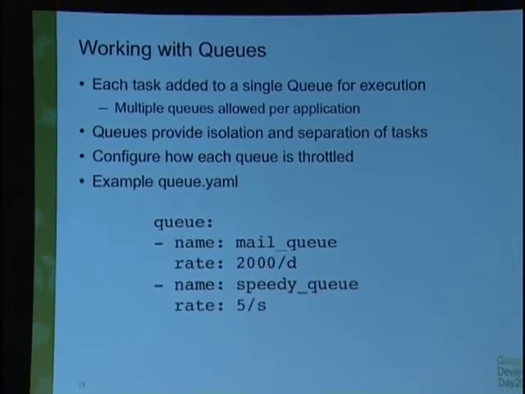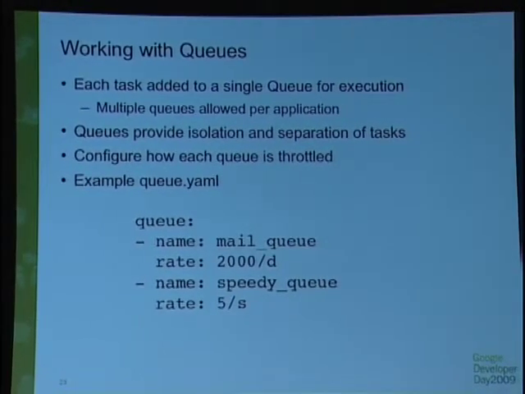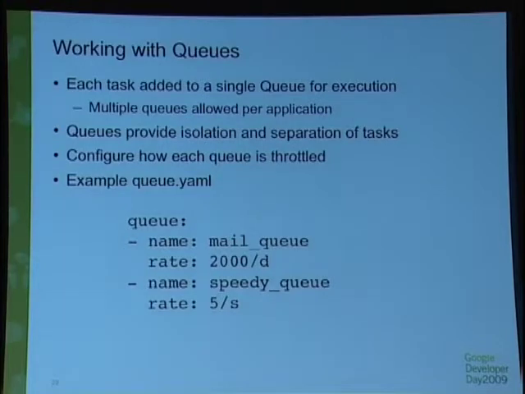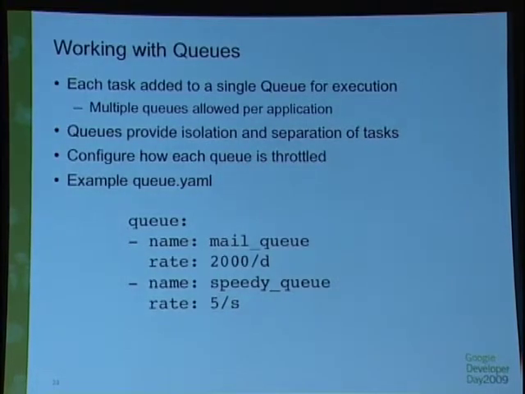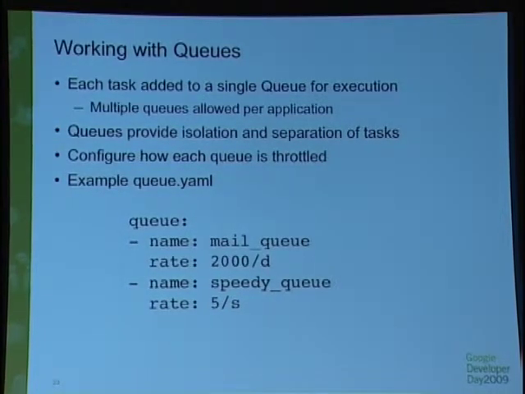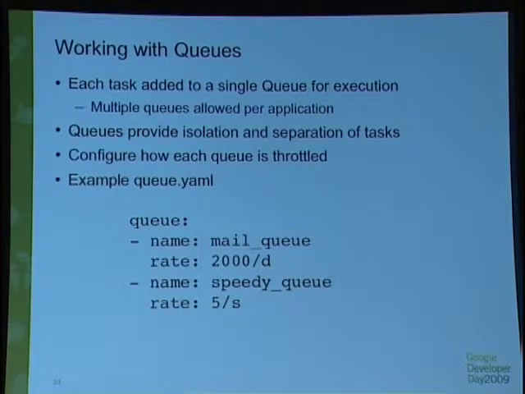So a queue, every task goes on a single queue. An application could have multiple queues. And the reason you want to have multiple queues is for isolation. Queues, all they do is define the execution order of the tasks. So new tasks come in on this side of the queue and they go out on this side of the queue. And by doing that, you have isolation between the different queues.